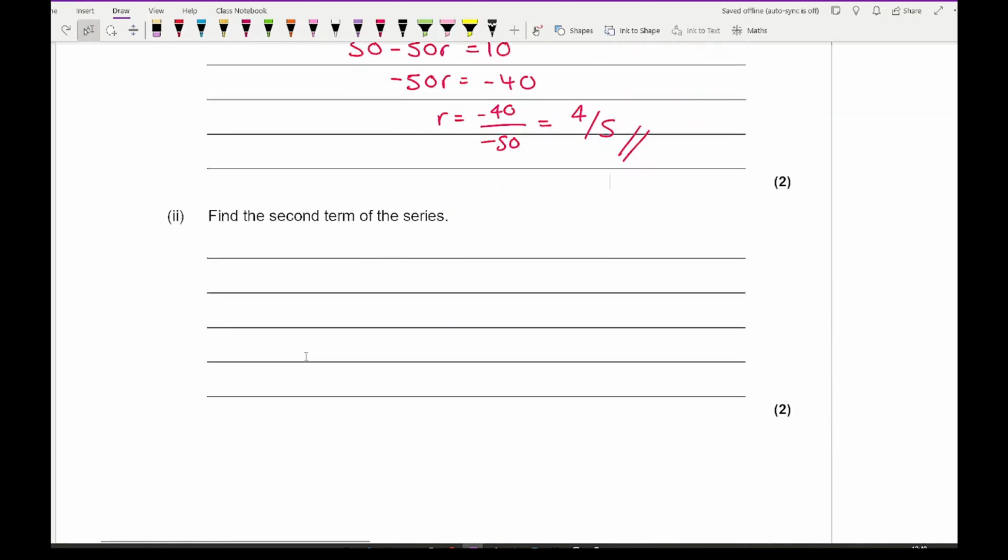It then says find the second term of the series. So for this, the second term, so u of 2, I should say, is going to be a times r to the power of 2 minus 1. So substitute the numbers in, we know that a is 10 and we know r is 4/5, so it's going to be 10 times 4/5 to the power of 1. Typing that all into my calculator, working it out, I get an answer of 8.